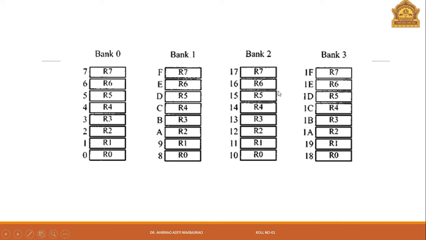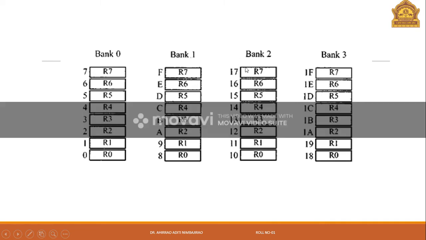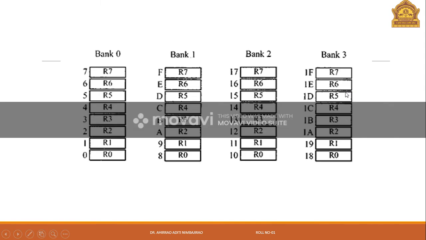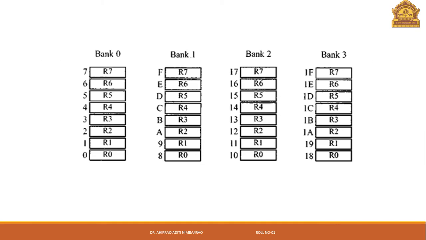For register bank 2, the starting address is 10 and it goes up to 17. This consists of the 8 registers from R0 to R7, each of 8 bit. After that, bank 3 consists of the memory addresses 18 to 1FH, and it again consists of 8 registers. So the memory location from 00 to 1F, that is a total of 32 bytes, is assigned for the 4 register banks.